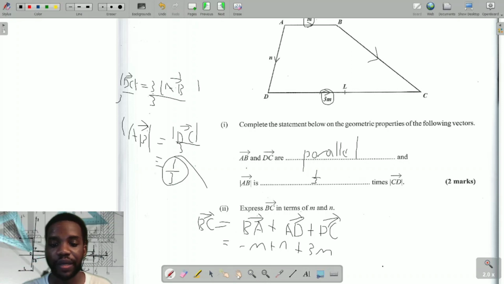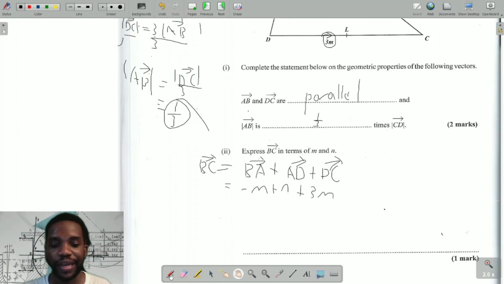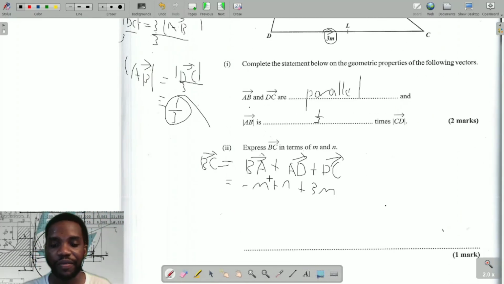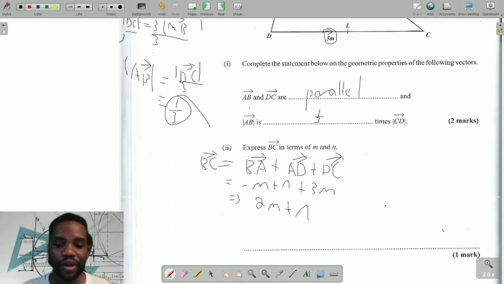Now it is important that I know that I must group my like terms. Alright, so I'm going to have minus M plus 3M. You owe 1, you have 3. You pay that one that you owe, you're going to have 2 left. So I'm going to have 2m plus n. Can't go any further, so that's how we leave it.